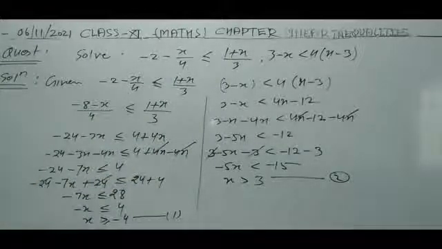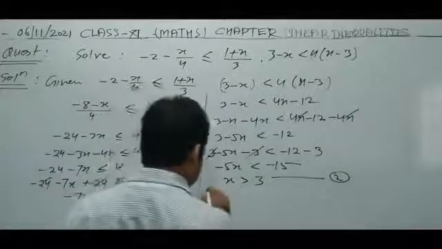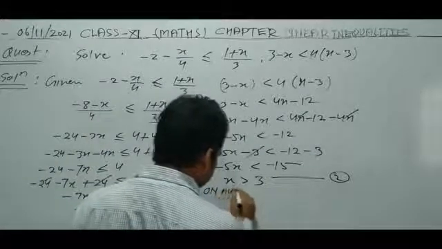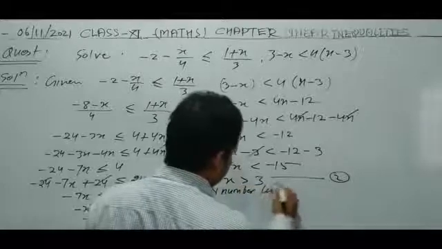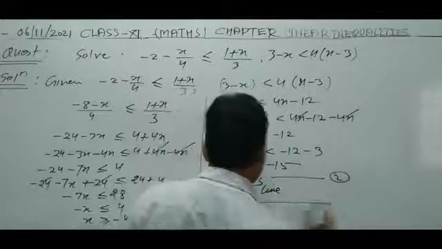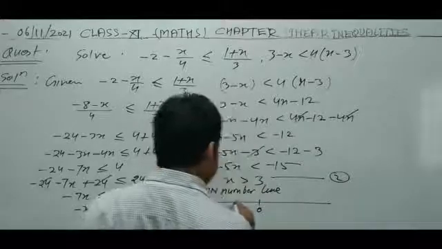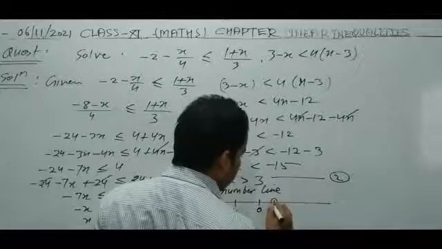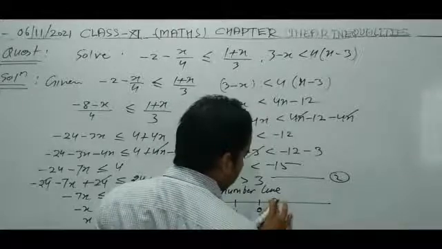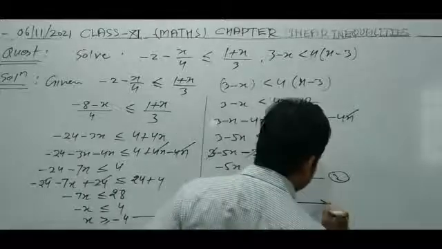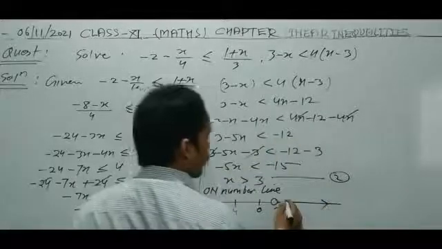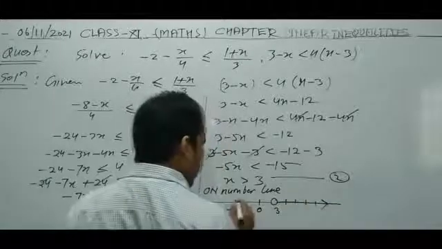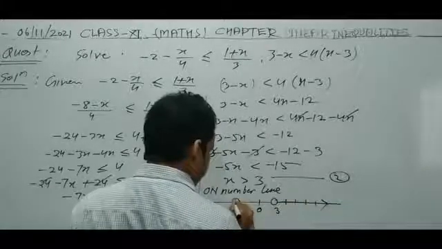Now from 1 and 2, what will be the solution set? Suppose on the number line, suppose this is 0, this is minus 4 and this is 3. Now more than 3, in this case this will be the solution, and more than minus 4 means greater than or equal to minus 4.